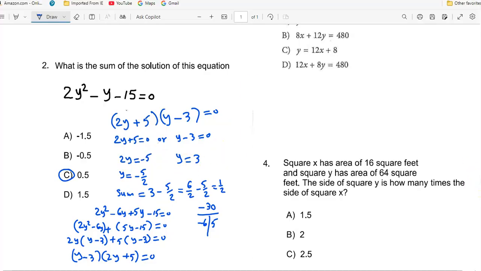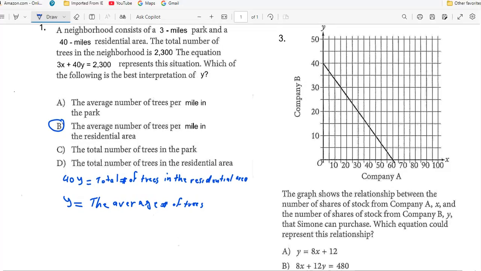Let's go to the third one. For the third one, they said the graph shows the relationship between the number of shares of stock from company A, which is x, and the number of shares of stock from company B, which is y, that Simon can purchase. Which equation could represent this relationship?